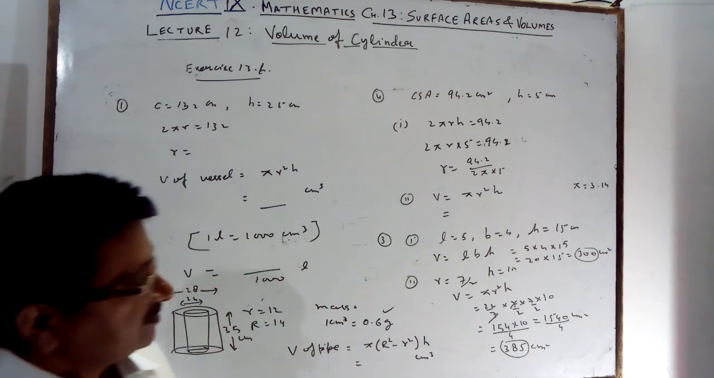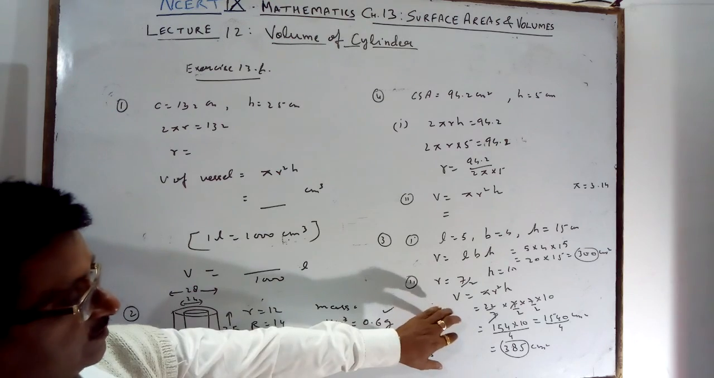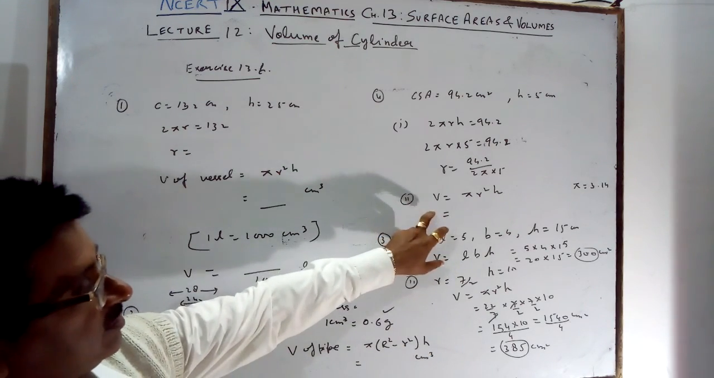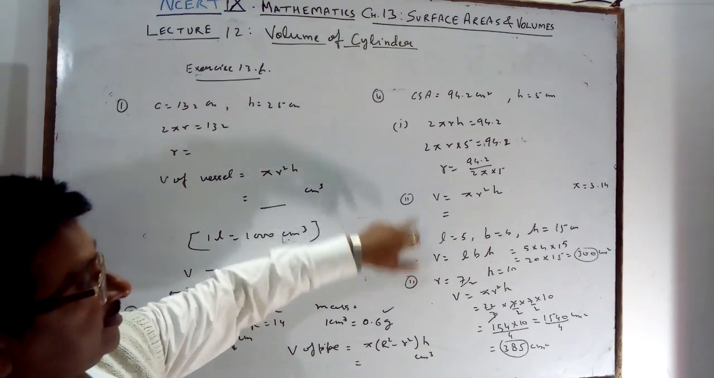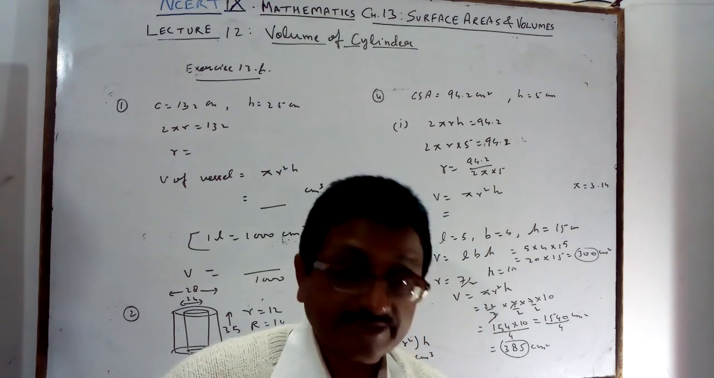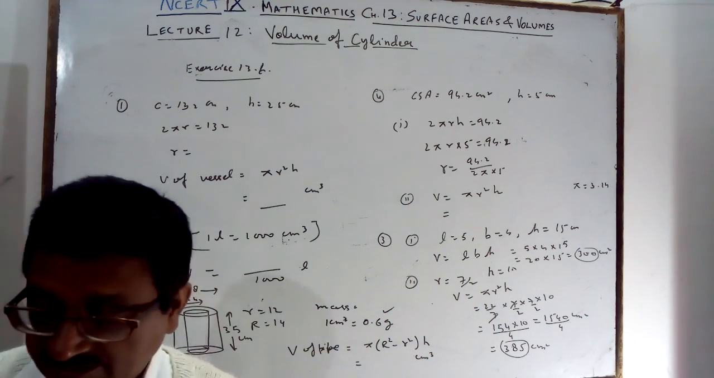So cylindrical portion has more capacity than the cuboidal form. Here you find out the volume. Here you find question number 3, 4, 2 and 1. And the rest part I will tell you in the next video. Thanks.